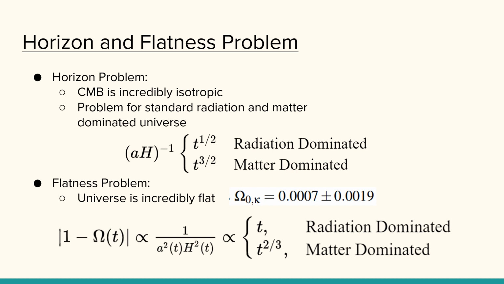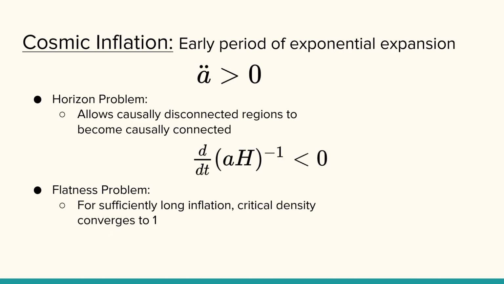The universe, as we said, is very flat. And again, this presents a problem because it should diverge away from flatness, as this formula here shows. So how can we solve this? Well, we postulate a period of exponential expansion with an accelerating scale factor, and this can solve the horizon problem since the co-moving Hubble horizon is now decreasing, so causally disconnected regions now could have been causally connected in the past, so they could have come into thermal equilibrium. We also have the flatness problem, as we saw from the last formula, that for a sufficient period of inflation, the critical density converges to 1, so the universe is flattened during this expansion.